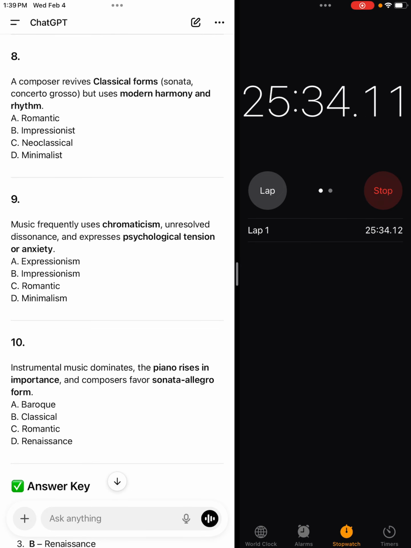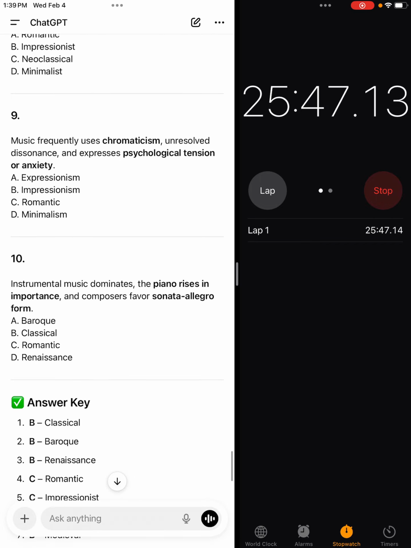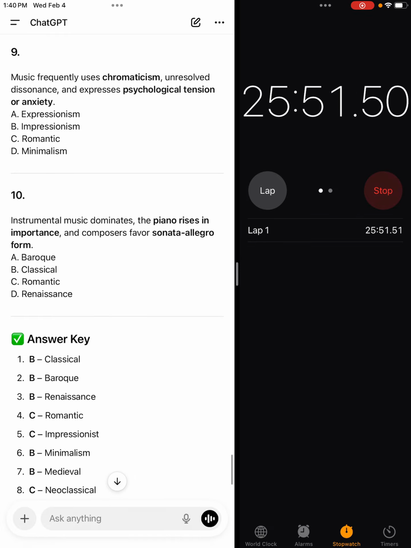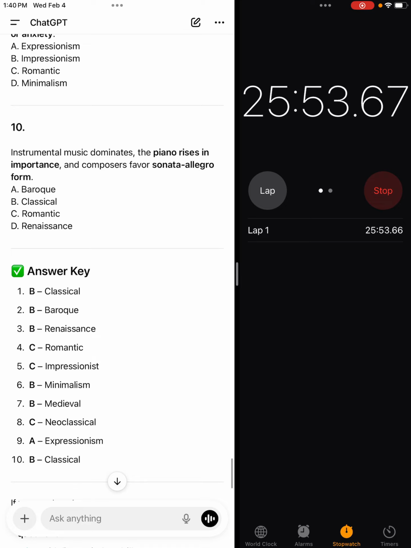A composer uses classical forms when they use that for modern melody and rhythm. That's Neo, probably. It's neoclassicism. Nine is neoclassicism. Okay, so instrumental music, the piano rises in importance. If the piano is rising in importance, I'm going to say classical.